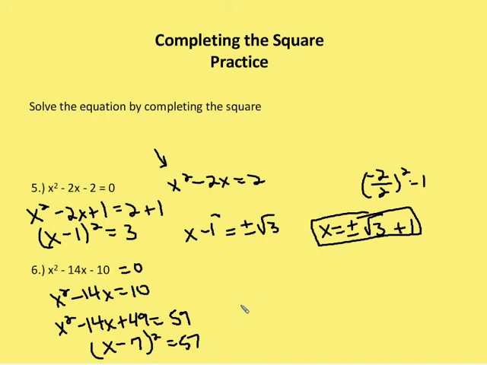I take the square root of both sides, and now I have x minus 7 is equal to plus or minus the square root of 59. I add 7 to both sides. x is equal to plus or minus the square root of 59 plus 7, and that's my solution.